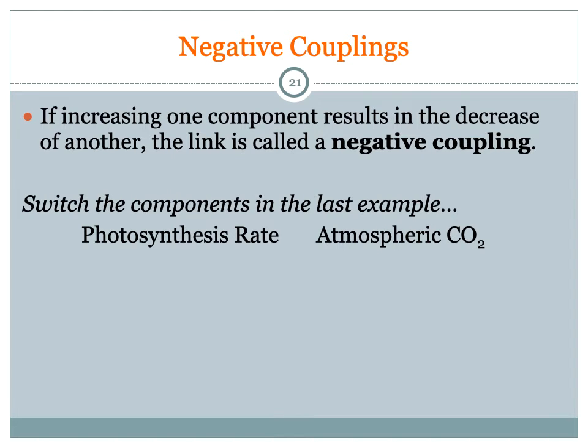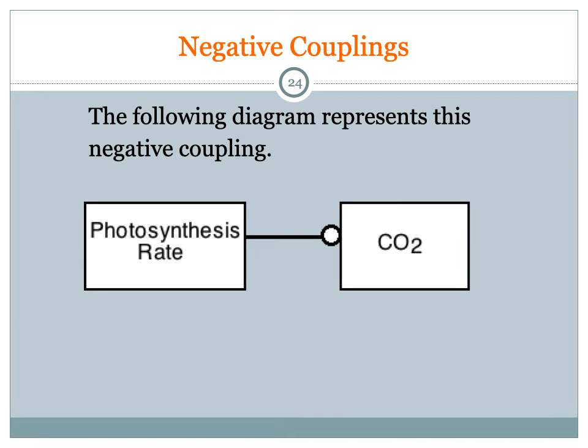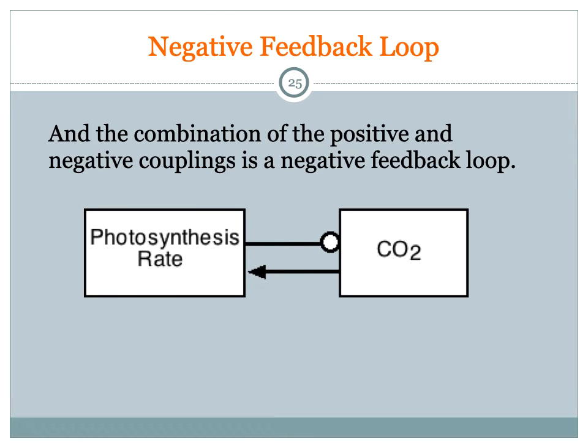Now switch the components. When plants photosynthesize, they take CO2 out of the atmosphere. If photosynthesis increases, CO2 decreases. If photosynthesis decreases, well, the plant is still breathing out, still dying and rotting and all that. CO2 increases. This is a negative coupling. Putting them together, we create a negative feedback loop.